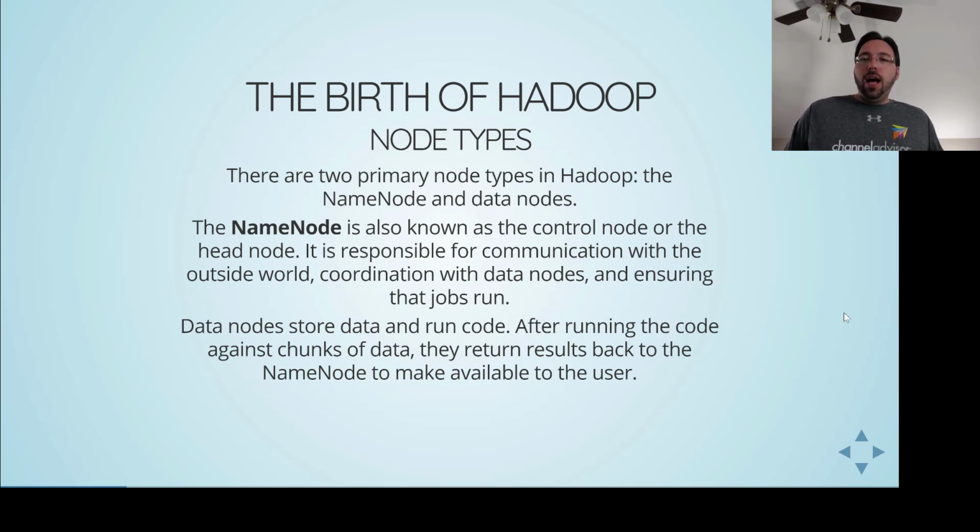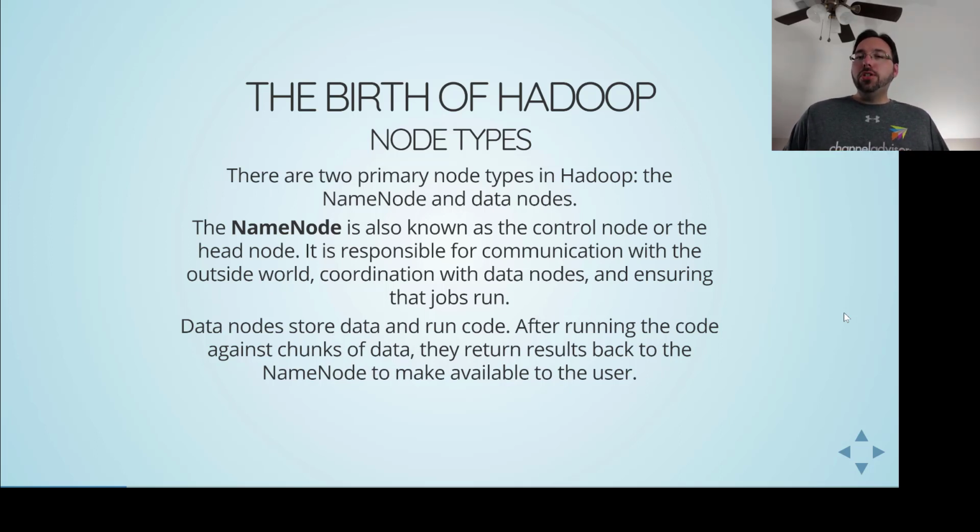Now, the high-level architecture for Hadoop has two types of nodes. At the very top, we have the name node. The name node is the master controller for everything. It is the interface to the outside world. On this name node, we have a lot of very powerful technology. What happens is we're going to accept requests and code from the outside world into the name node.